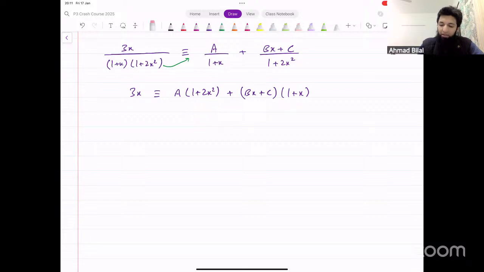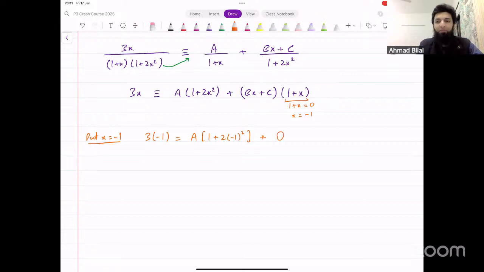All right, let's try the other one. Can we make this 0? Yes, this can be made 0 because when x equals minus 1, this becomes 0. So we input x equal to minus 1 as the first value. When x equals minus 1, on the left side we have 3 into minus 1, that equals A into (1 plus 2 into minus 1 whole squared). Now the second term has 1 plus x.